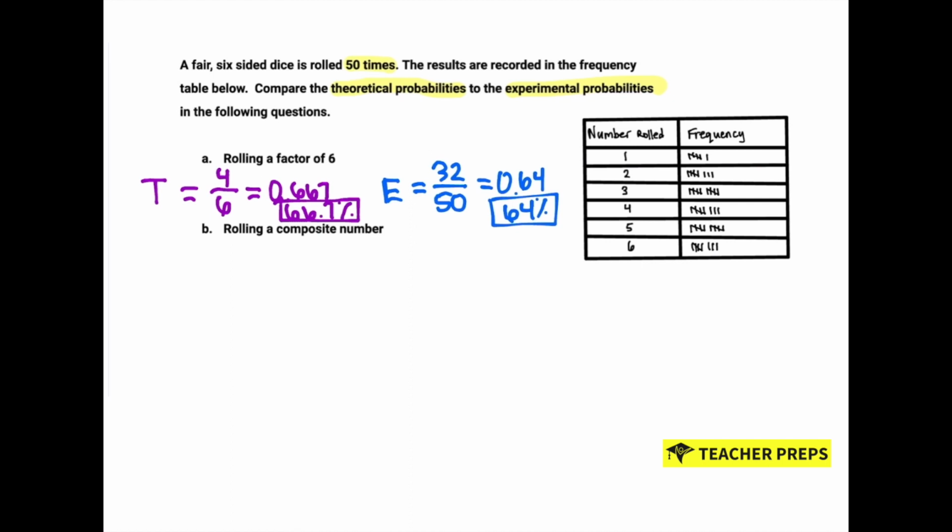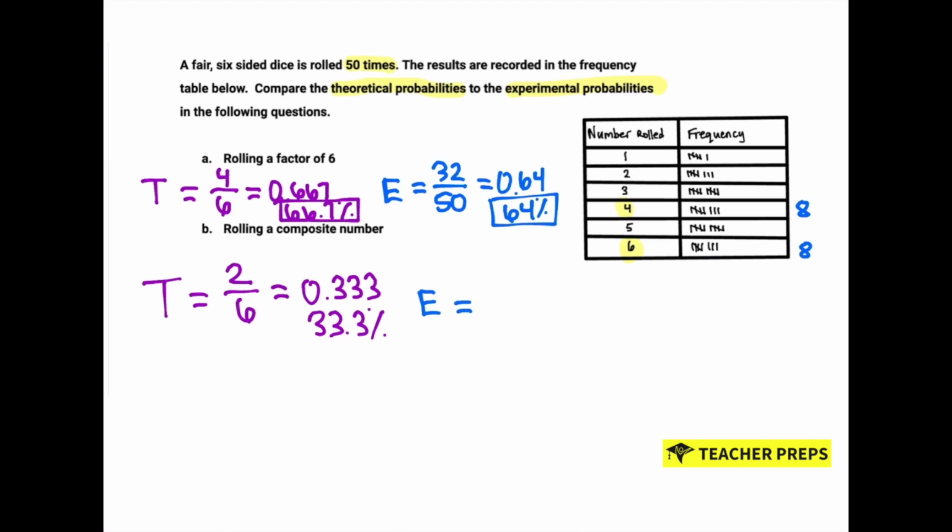A composite number is opposite of a prime number. A prime number has exactly 2 factors, 1 and itself. A composite number has more than 2 factors. So the numbers that have more than 2 factors are 4 and 6. In theory, we would expect to get a composite number 2 out of 6 times. That would be 0.333, or around 33.3%.